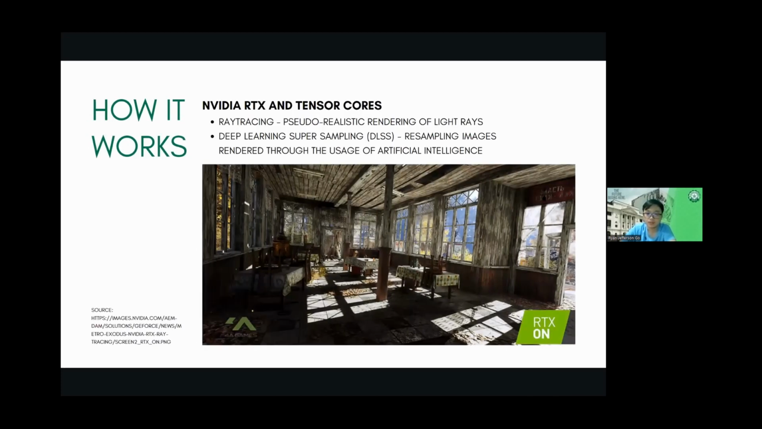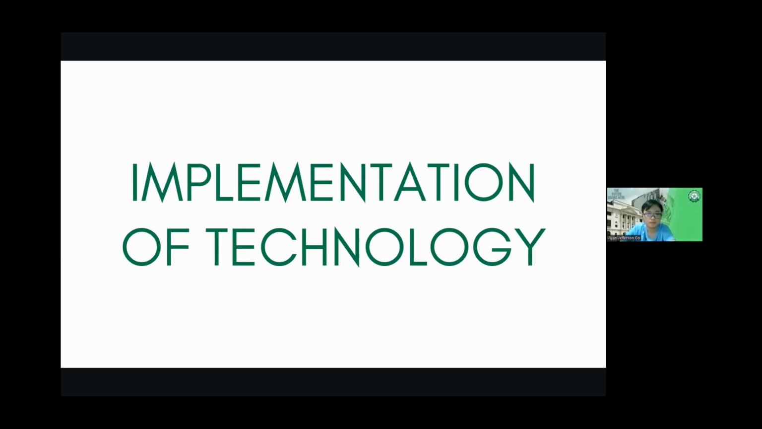The third major update in Nvidia's recent history is the capability to render pseudo-realistic light rays in real time through the usage of ray tracing cores, as well as AI, which aims to speed up the computations by downscaling an image, and then guessing the characteristics of the low-resolution image through the usage of dedicated tensor cores to upscale the inferred image. Next slide. I will be discussing the implementation of technology, or in this case, the implementation of NVIDIA GPU. Next slide, please.